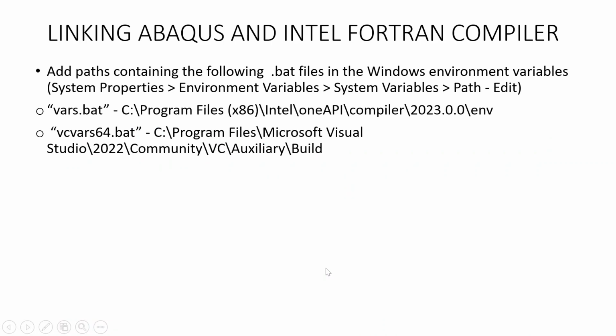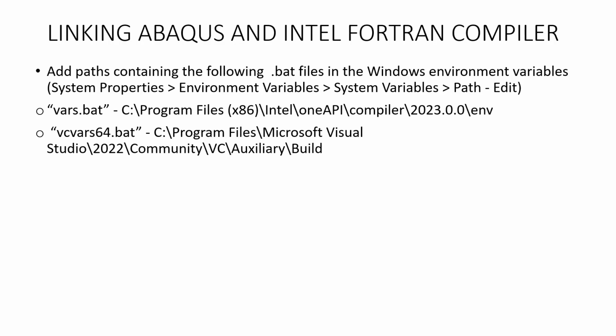So further, once all three softwares are installed, one thing we need to do in the last is link ABAQUS and the Intel Fortran compiler. Why we need to do this: if you don't link a compiler with ABAQUS, whatever subroutine you write, which is basically going to be in Fortran, we cannot expect ABAQUS to understand it as it is. So it needs a compiler so that it can understand the Fortran language and interpret it, and then accordingly take the inputs from ABAQUS or give the inputs to ABAQUS.